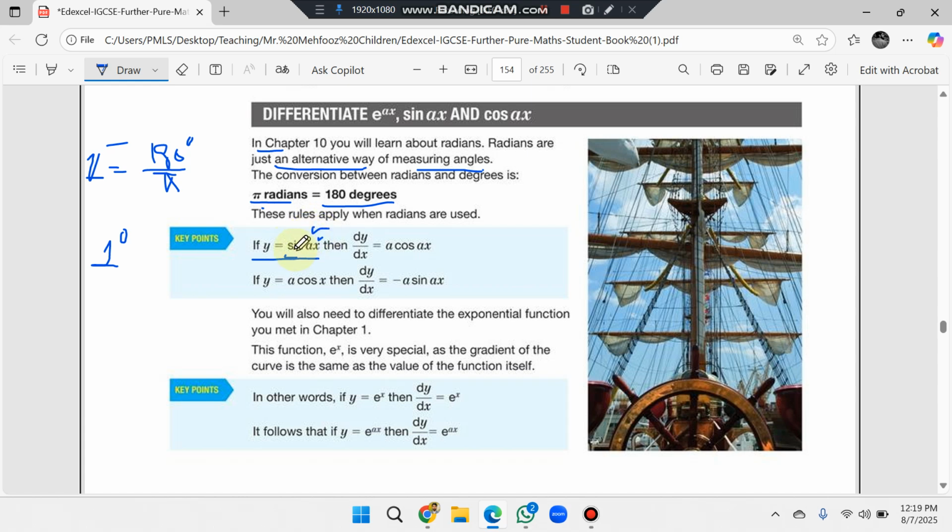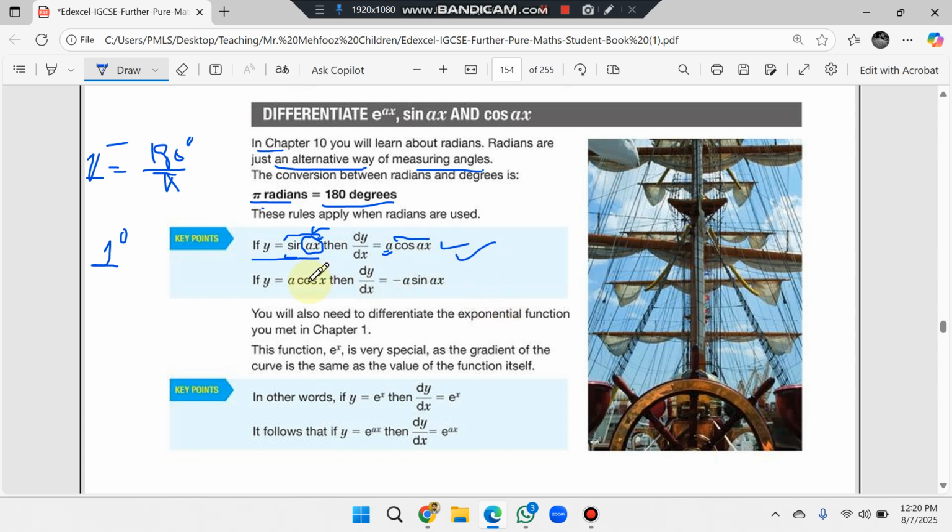Okay, if you have the function y is equal to sine ax, what is the derivative of sine ax? That is simply cos ax, right? Do you understand? Yes. And now the variable used is ax. So what is the derivative of ax? That is simply a. So that's why this a is multiplied. Any problem in this step?